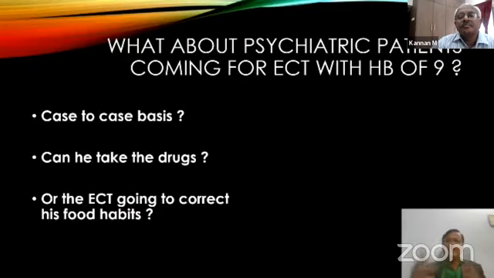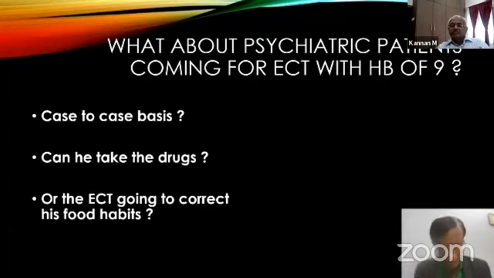Now we have all psychiatric patients coming with hemoglobin of 9. Can we give a patient of schizophrenia an iron tablet and folic acid tablet and ask him to come after 8 weeks? This is not possible. So we have to decide on a case-to-case basis. Can he take the drugs? He will not take even anti-epileptics. He will not take even antipsychotics. He will give the drug to his relative, his uncle or someone else.